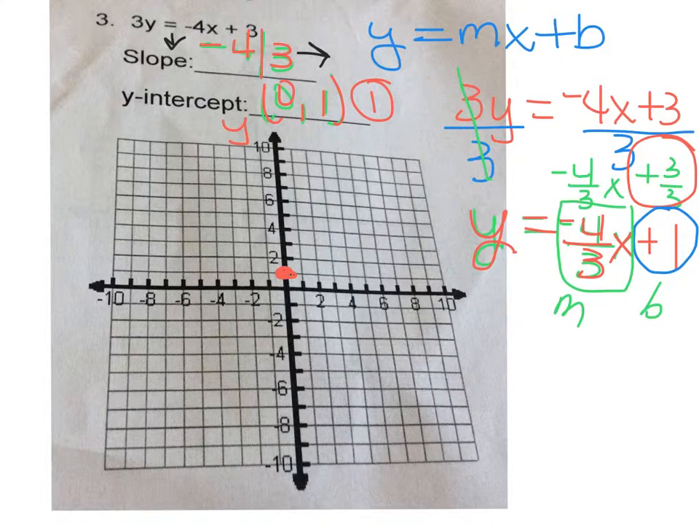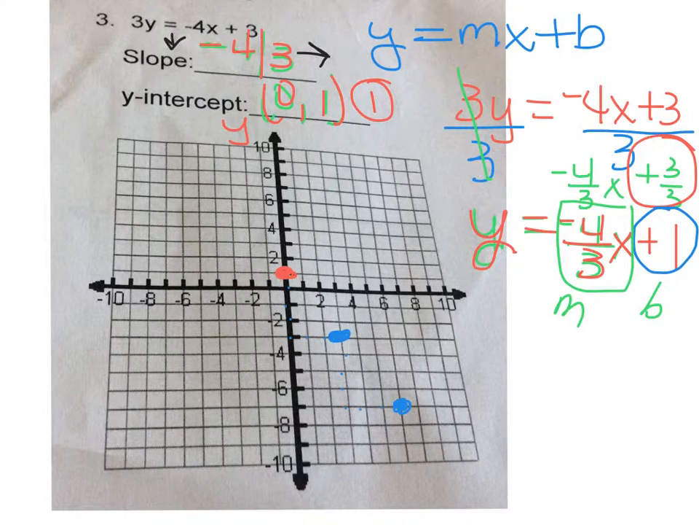So from my 0, 1, my y-intercept, I'm going to go down 4. 1, 2, 3, 4. I'm going to go right 3. Here's my first point on my line. I'm going to do it again. So 1, 2, 3, 4 down, 3 to the right. There's my third point on my line.